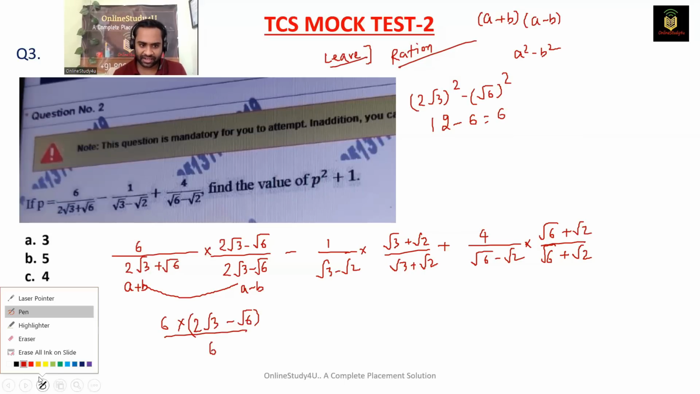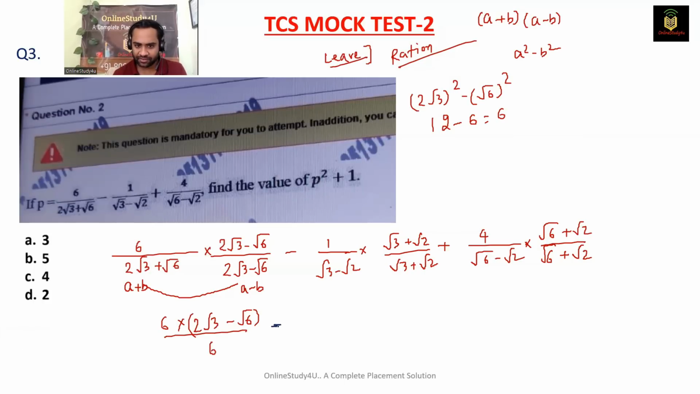So anyway, 6 and 6 will get cancelled. Minus. Then here also we will do the same thing. So root 3 square and minus root 2 square. A square minus b square. So 3 minus 2 will be nothing but 1. So this I can write directly, root 3 plus root 2.